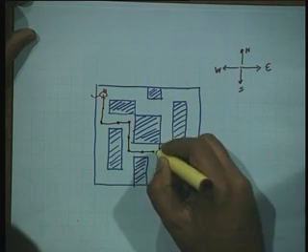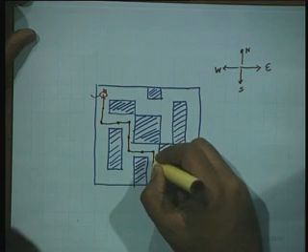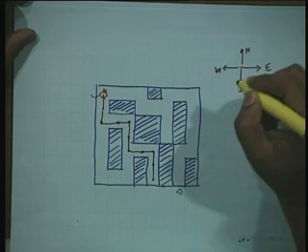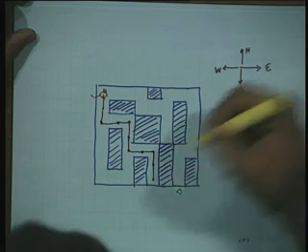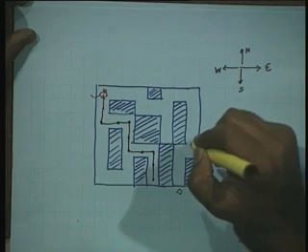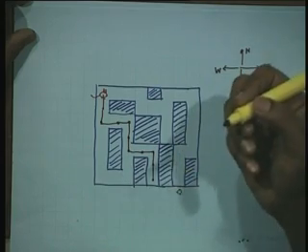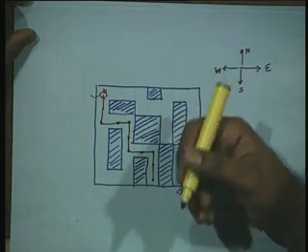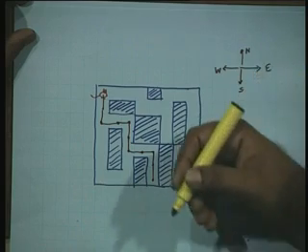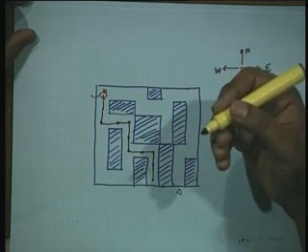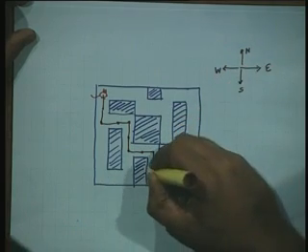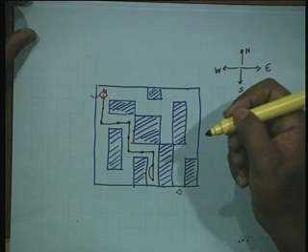So, now it cannot go east. So, it goes south and south, and now it is stuck. It cannot go anywhere else because all the three sides are blocked. When it gets stuck like this, it backtracks. Backtracks means goes back to the place where it came from. So, it goes back.